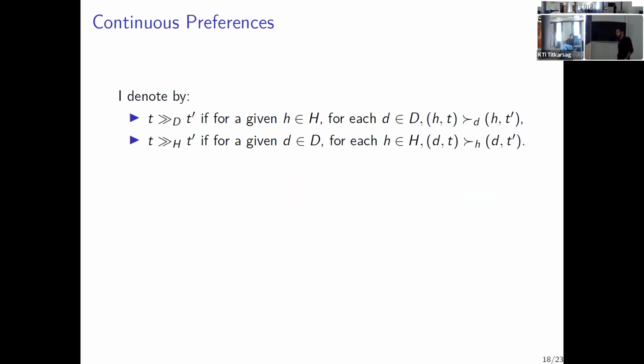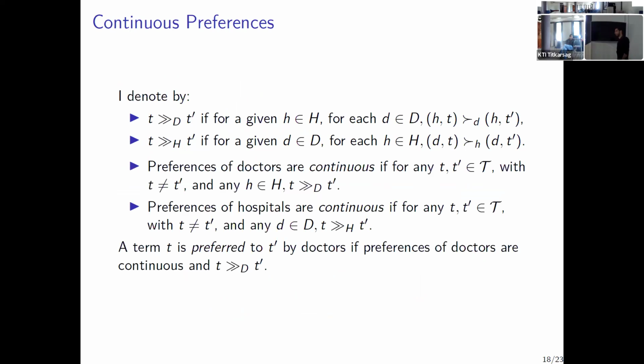Then, as I said, this domain is not very realistic. So I study another domain, which is continuous preference. Basically, continuous preference can be with salaries. I will define it. I use this notation to state that for a given hospital, each doctor prefers this contract, with term T, to the one with T prime. And I say that the preferences of doctors are continuous if this is the case for any hospital. To illustrate with salary, for a given hospital, each doctor will prefer a higher salary rather than a lower salary. And this is the same for hospitals. Everything clear?